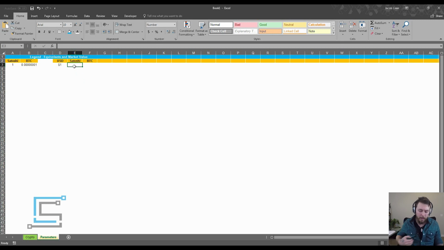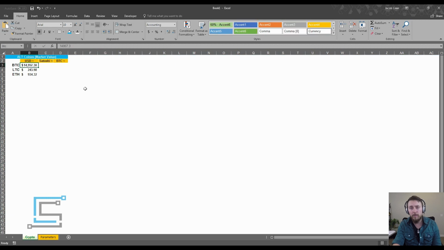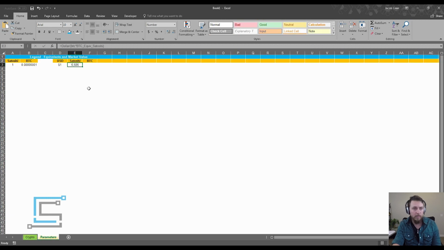Okay, now to do that, what we're going to do is take BTC, that is our current market value of Bitcoin, and times that by the Satoshi equivalent. That's going to give us 0 currently. Now, in order to actually get the number of Satoshi, let's put those in parentheses, and then divide that by the actual dollar. So currently at a market value of $14,957 for Bitcoin, that gives us a Satoshi of 6,686.